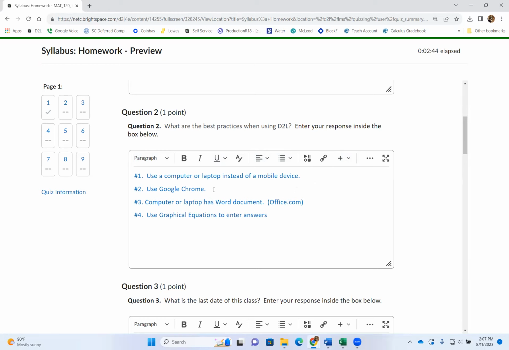Number 2, use Google Chrome. Google Chrome is most compatible with D2L. Number 3, make sure your computer or laptop has a Word document, okay? Because all the lecture handouts are in Word document if you choose to print them out. In the student self-service and email video, I mentioned something about office.com. That's how a lot of students access their student email, or they download the Outlook app. But if you access your email through office.com, the student can get 3 free downloads of Office, like Word document, Excel, and such. And number 4, please use graphical equation to enter answers when it's asking you to, okay?